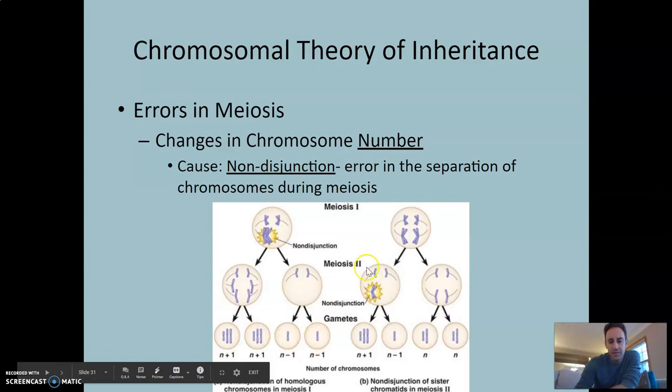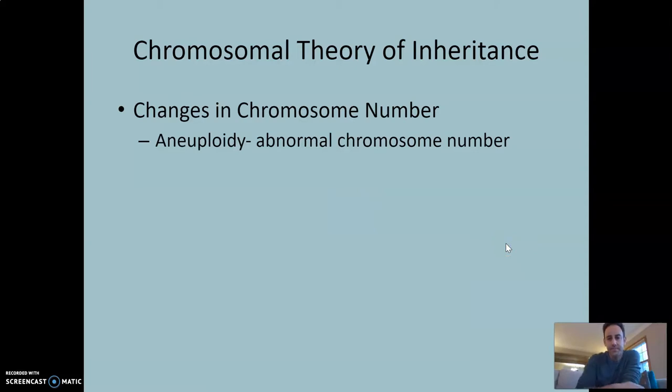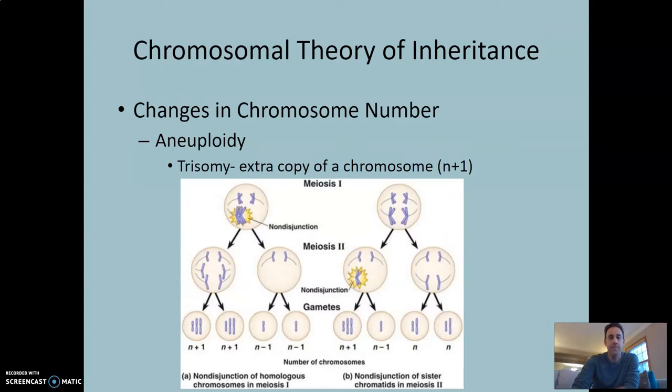It can also happen in meiosis 2, where the sister chromatids don't separate properly. And in that case, again, you get an n+1 and an n-1 situation, and then these are going to be normal gametes. So if things don't separate properly, that can result in this change in chromosome number. And so examples of this: aneuploidy is where you simply have an abnormal chromosome number. So instead of 46 chromosomes, you have a different number. And one example of aneuploidy is trisomy, where you have this extra copy of a chromosome.